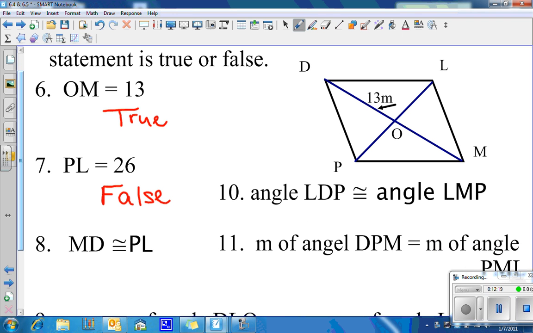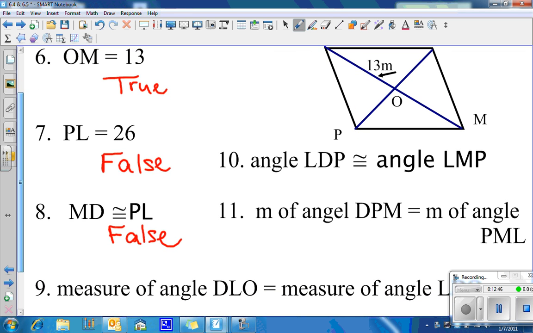All right, so number 8. MD is congruent with PL. True or false? Okay, well, it should be false because we just stated that PL can't be 26, but DM would be 26. So that's false.